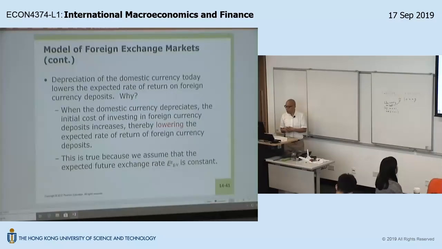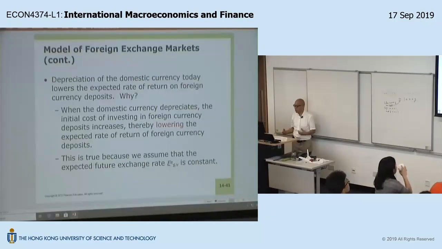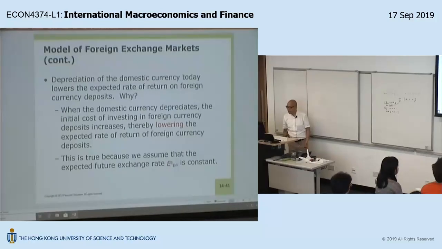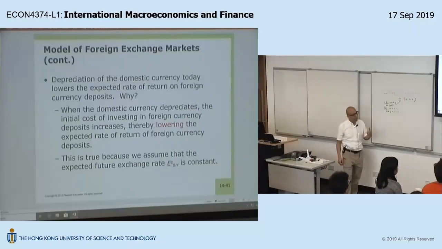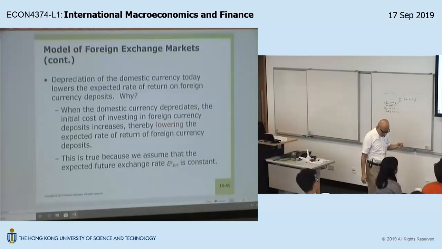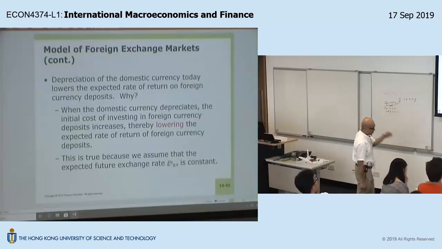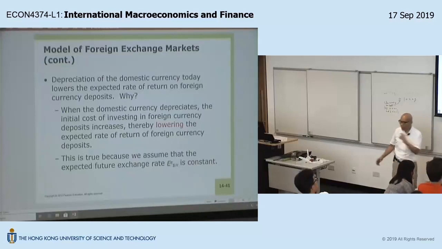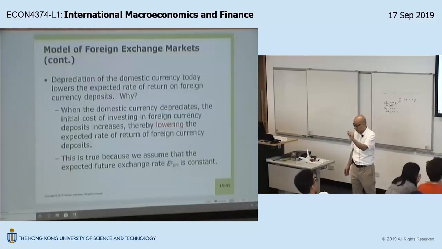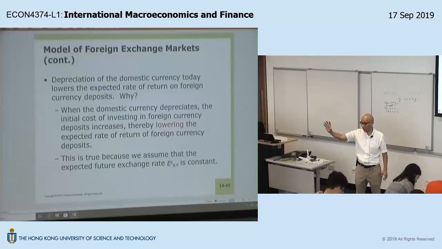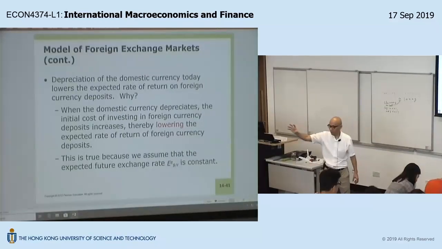So depreciation of the domestic currency today lowers the expected rate of return on foreign currency deposits. Why? One way to think about this is the following. Suppose the domestic currency depreciates today, okay? But EE is constant, remember. That's a very important assumption that we make. EE is constant.